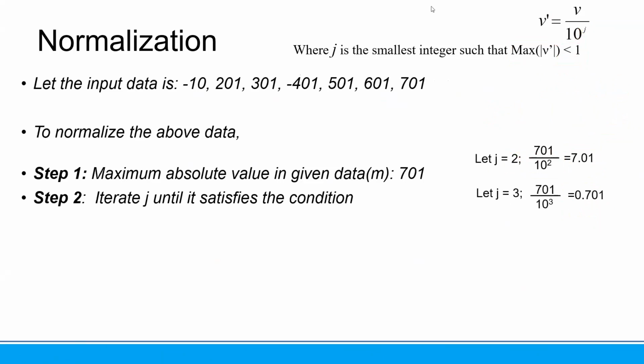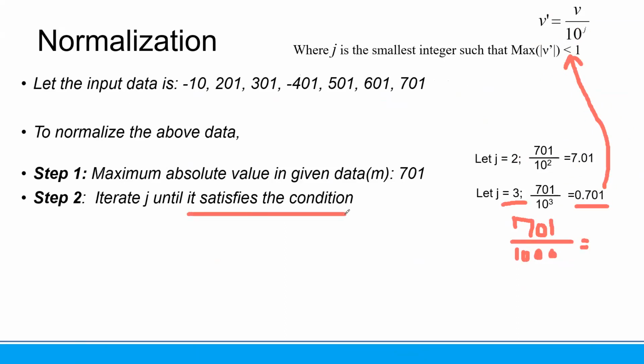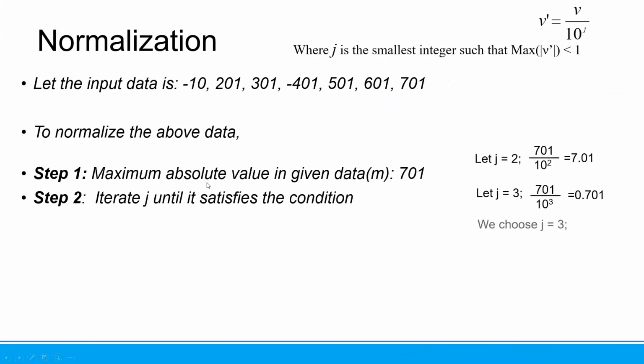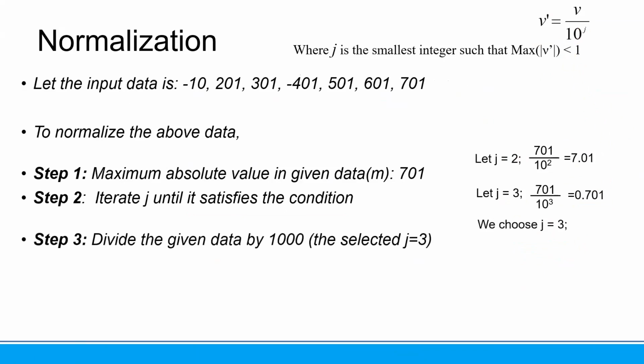When j equals 3, then 701 divided by 1000. We can get 0.701. Is it less than 1? Yes. Then we will use j equals 3. It satisfies the condition. And we will divide all the numbers by 1000.